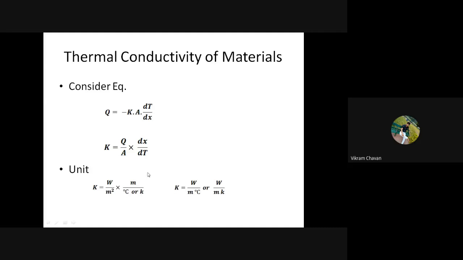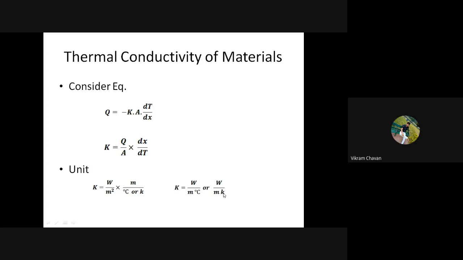So that will be the unit for this particular change in temperature. The meter and the meter square will be cancelled. So we will get the unit of thermal conductivity as watt per meter degree Celsius or watt per meter degree Kelvin.